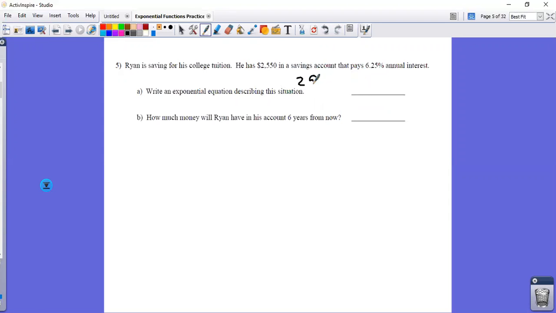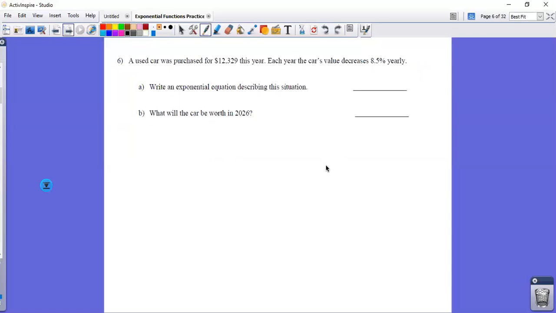So if he starts out with 2,550 and it's 1 plus, because you want that money to grow, 0.625 to the t power, because it doesn't say how many years for the equation, right? So A equals, now for 6 years, just plug 6 in for t and you can get how much it's worth. You're just going to have to grab a calculator and do that.